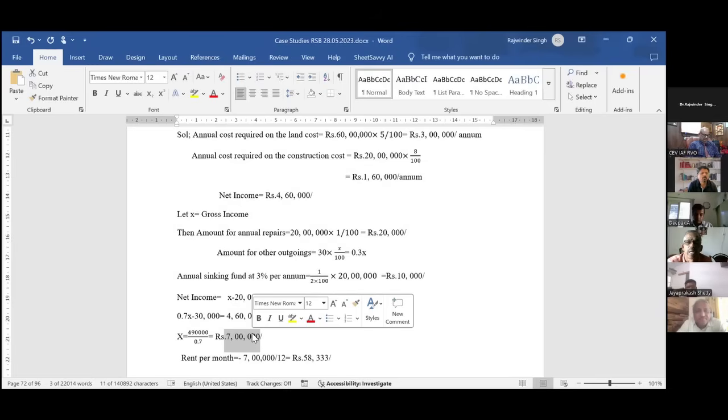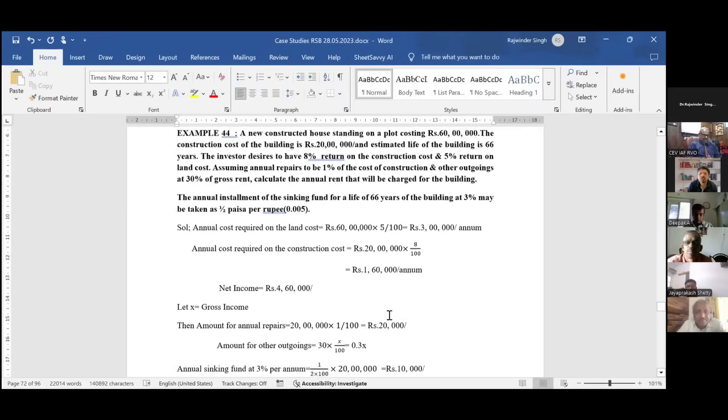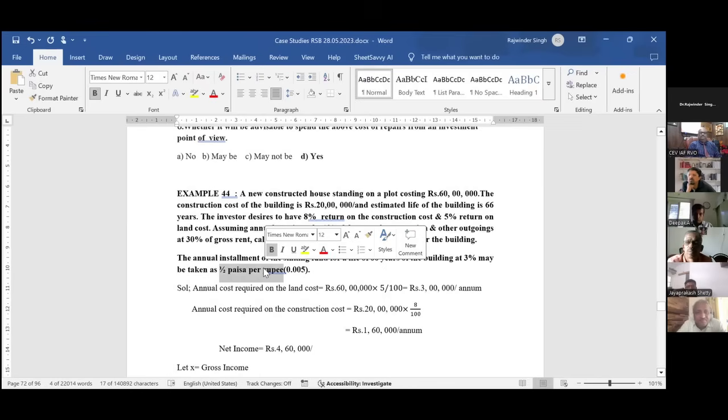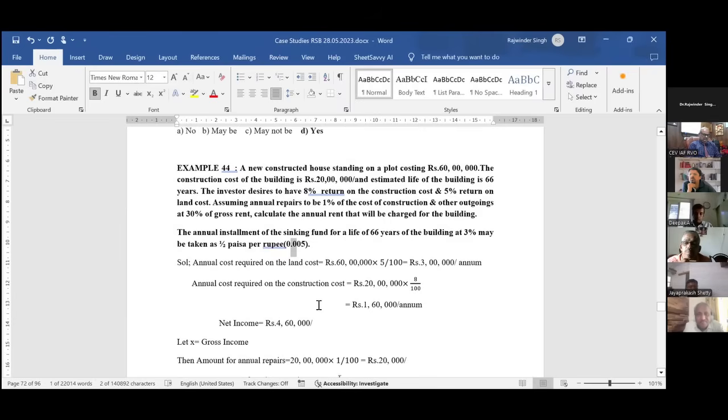So this line, annual sinking fund at 3% per annum. Can you please see here? It is half paisa per rupee. What does this mean? This is the sinking fund rate, 0.005. So what is the purpose of a sinking fund? Accumulating the fund for future repairs and for future reconstruction.